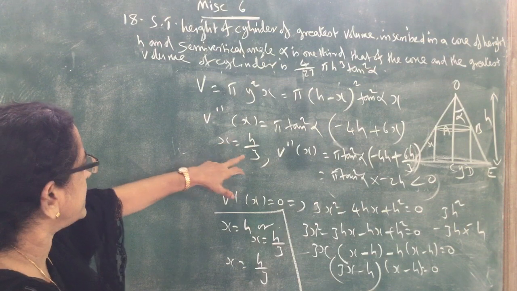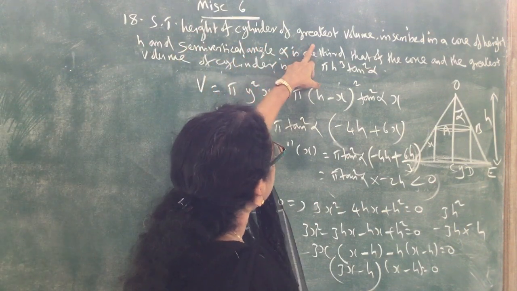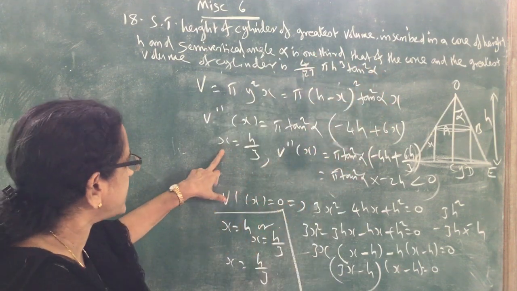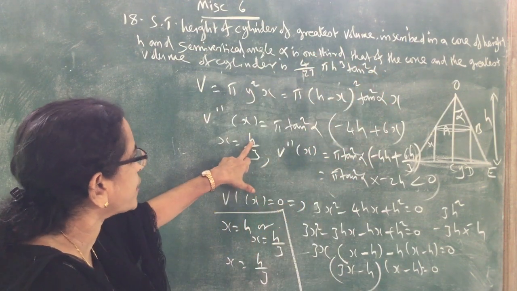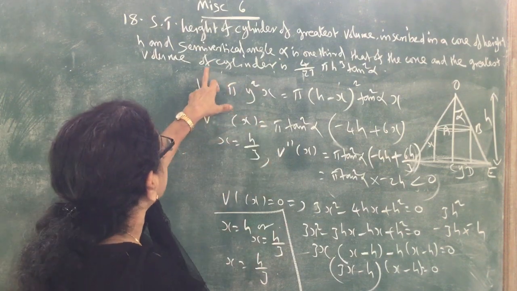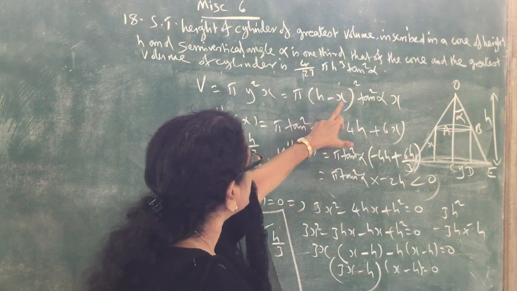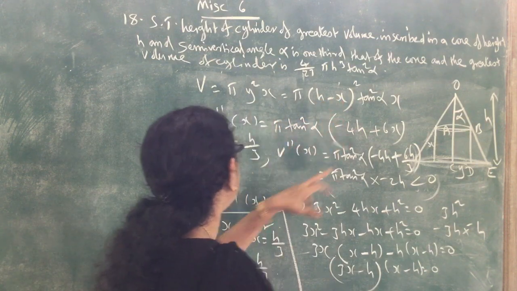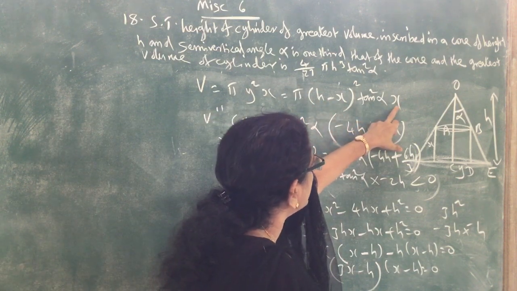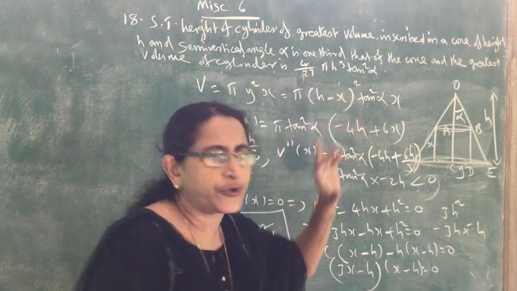Now we have proved that the height of the cylinder of greatest volume is 1/3 of the height of the cone. So we proved x, the height of the cylinder, equals 1/3 of the height of the cone. Now only one more part remaining: you have to prove the volume of the cylinder. See here, this is the volume. Substitute x equal to h by 3 in each place, simplify, and then you will get 4 by 27, which you have to prove.